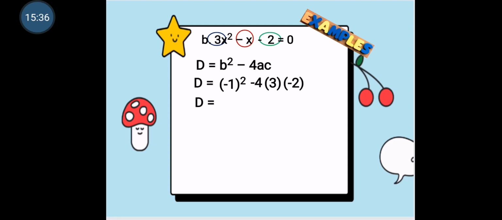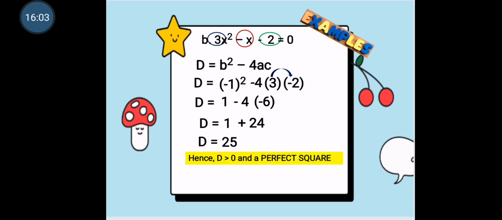Yun. Then, negative 1 times negative 1 is positive 1, minus 4 times 3 times negative 2. So, negative 4 times negative 6. So, discriminant is equal to. So, unahin natin yung nakaparenthesis. So, negative 4 times negative 6 is positive 24. So, ngayon, ang operation natin is addition. So, 1 plus 24 is 25.